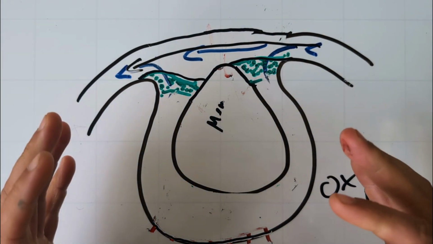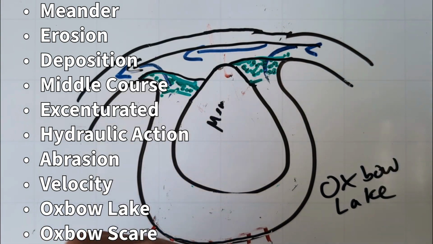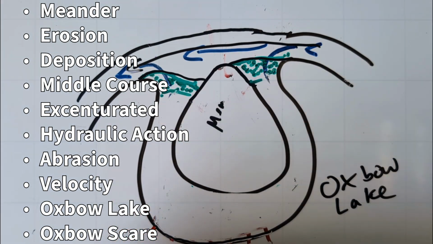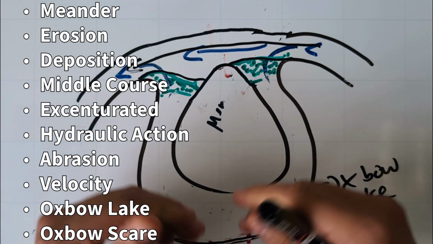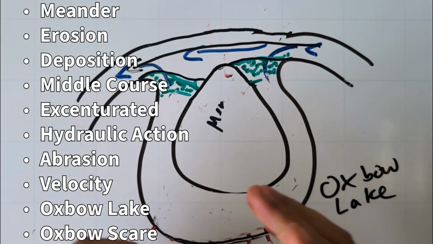So this is found in the middle course of rivers. It's a process that requires you to understand velocity on the outside versus the inside. On the outside we have erosion, hydraulic action and abrasion. On the inside we have deposition. And then it's a cycle, so as soon as it's over, it starts again. And that's the formation of a meander and an oxbow lake.